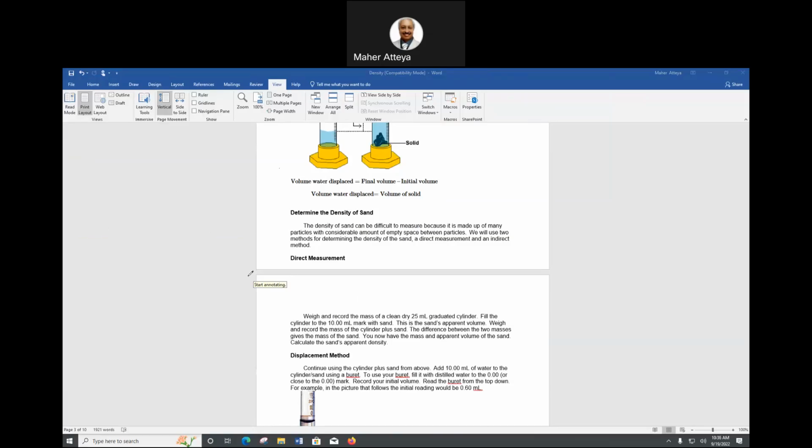So weigh and record the mass of a clean graduated cylinder. First, you take the graduated cylinder as is. This is 100, it can be used. So you go and weigh it empty. Then you will add sand up to the 10 mark. Are you following here? We'll add how much? We'll add sand. Sand is here.